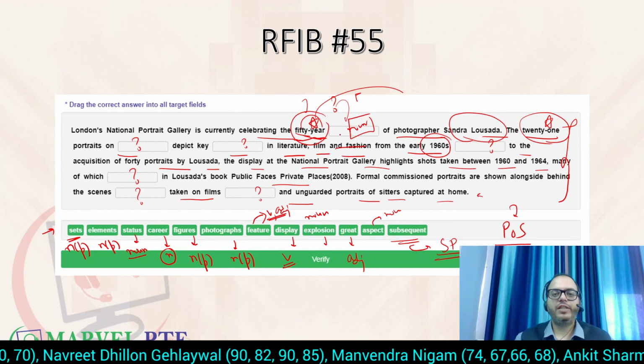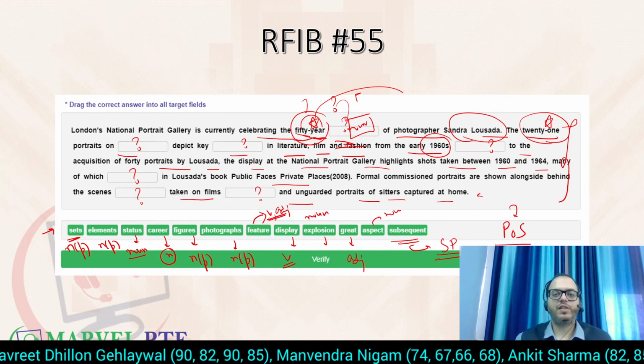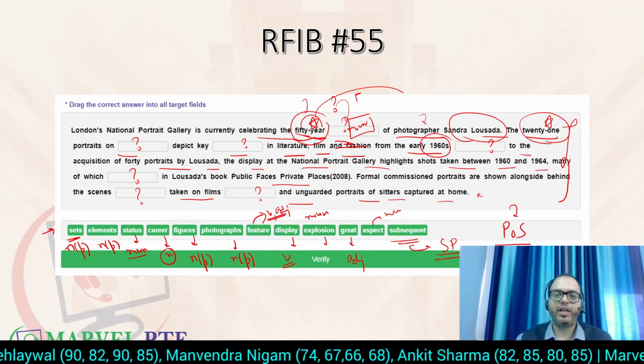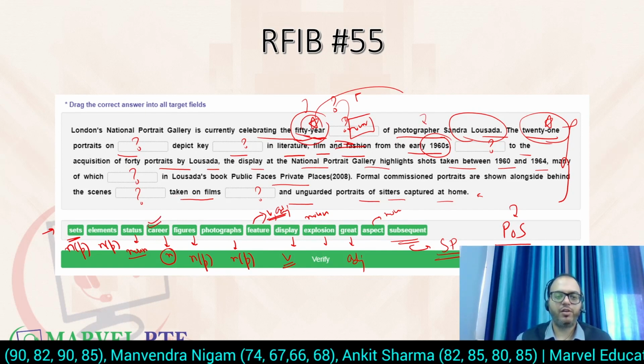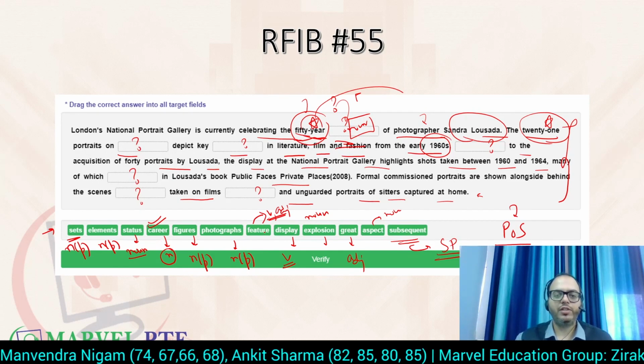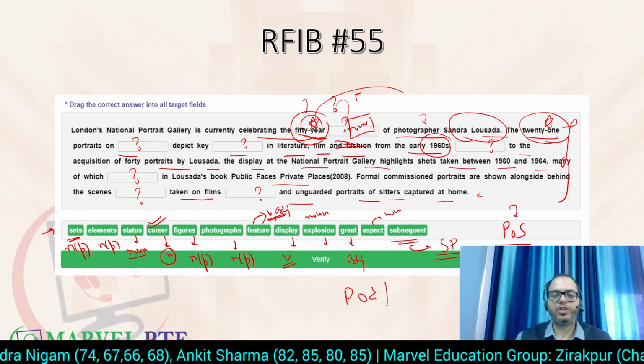So now what will the 50 years be here? 50 years of something we call an anniversary, but for a photographer, what would her 50 years be? The answer is career, okay? And it's a noun also. What you can do is use the process of elimination, right?